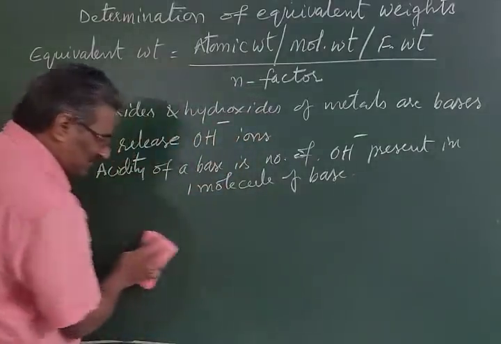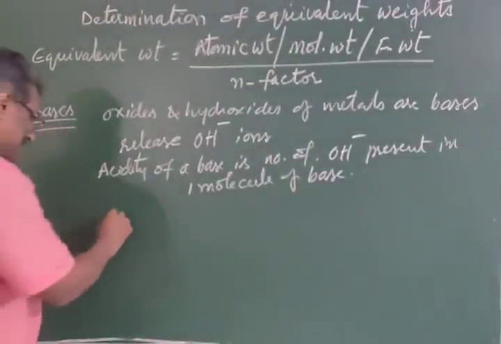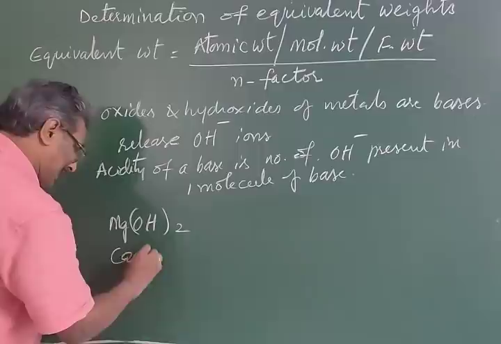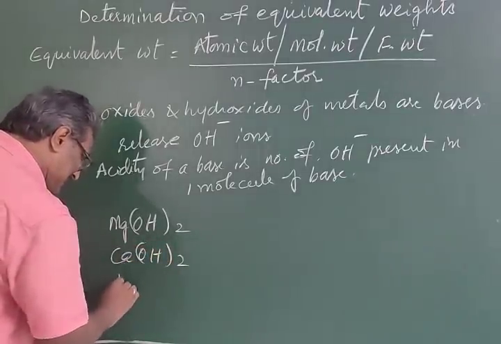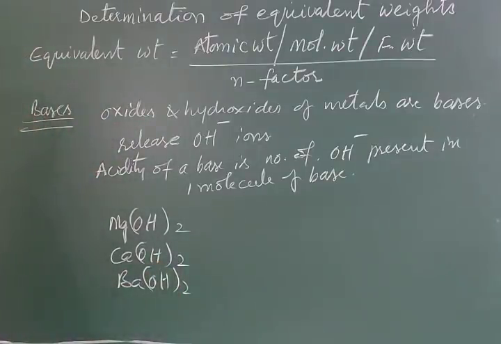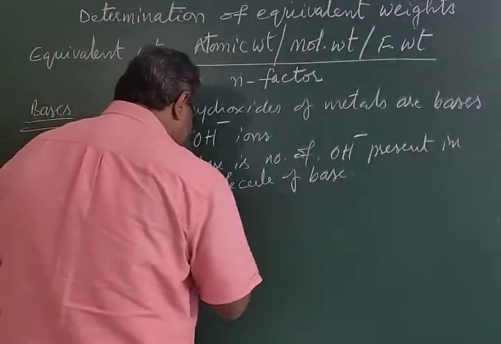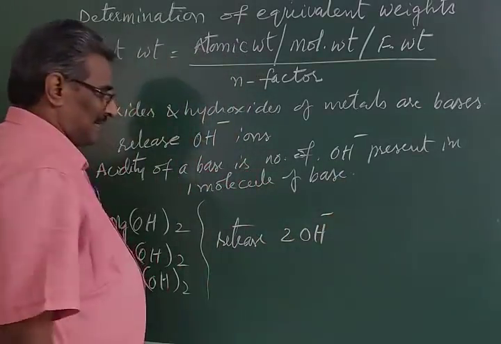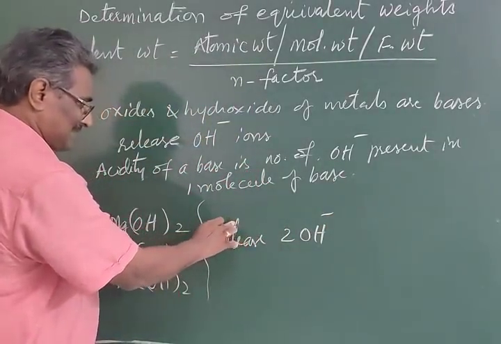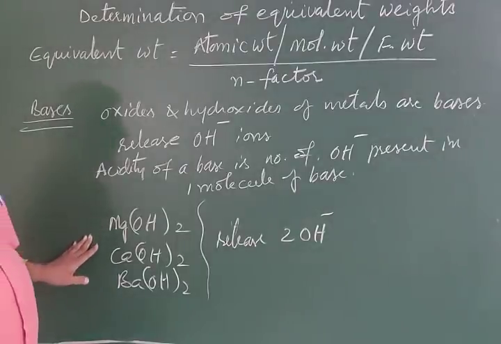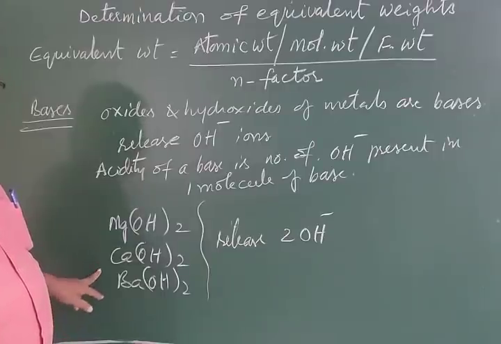In the case of the hydroxides like magnesium hydroxide, which contains 2 hydroxyl groups, calcium hydroxide, which contains 2 hydroxyl groups, barium hydroxide, which contains 2 hydroxyl groups, all these release 2 OH groups when dissolved in water. So acidity of these bases is 2. So for these substances, n factor is equal to 2.